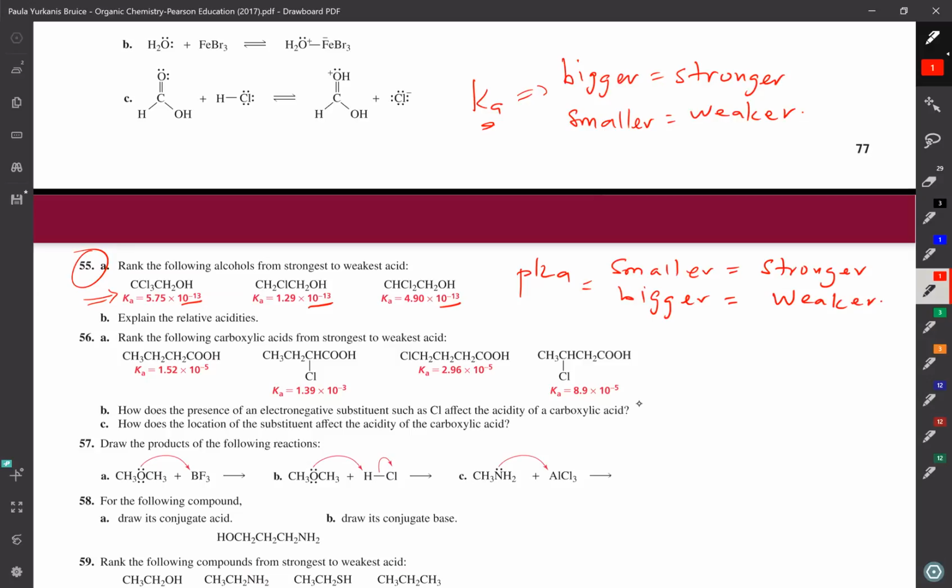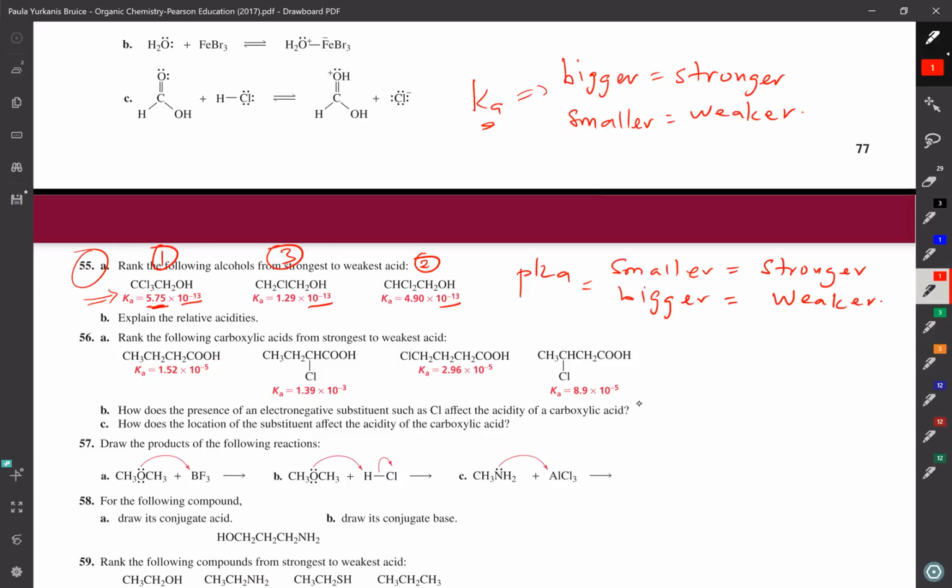And so in this case, I know that 5.75 will be bigger than any of those numbers, and so this will be my first acid. Does that make sense? Because it has a bigger Ka value. Then this one will be my second acid, and that will be my third acid. Does that make sense? I did the comparison based on the Ka value.